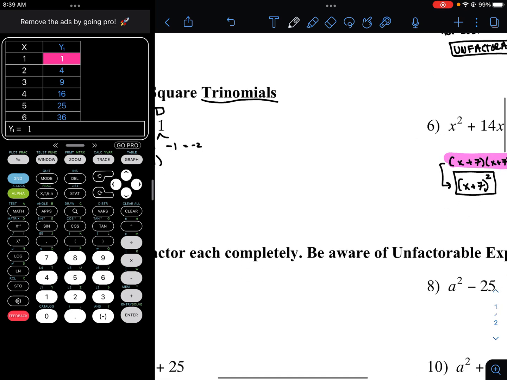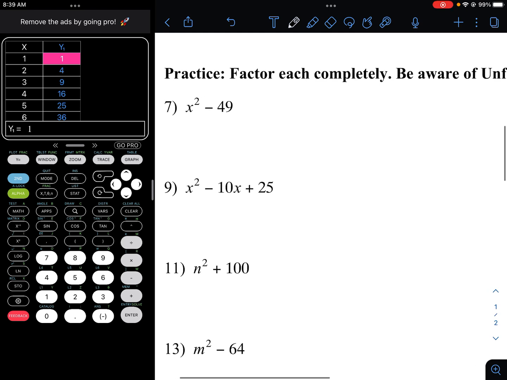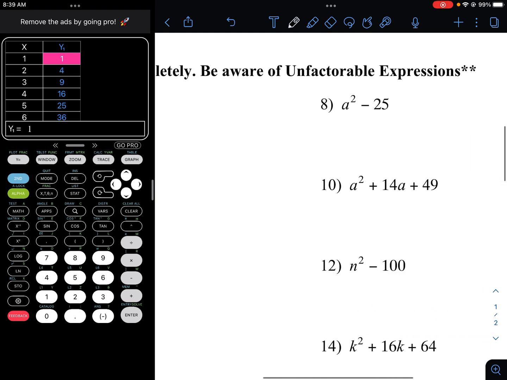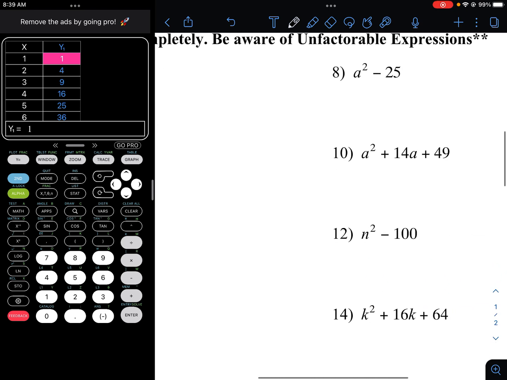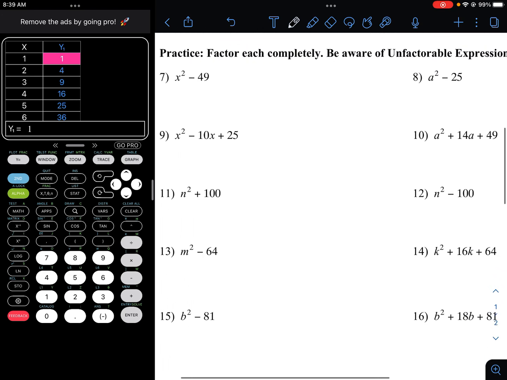Okay, so that's the main idea. There are some practice questions there for you. Be wary of unfactorable expressions. There are some out there trying to trick you. So please practice those and let me know if you have questions.